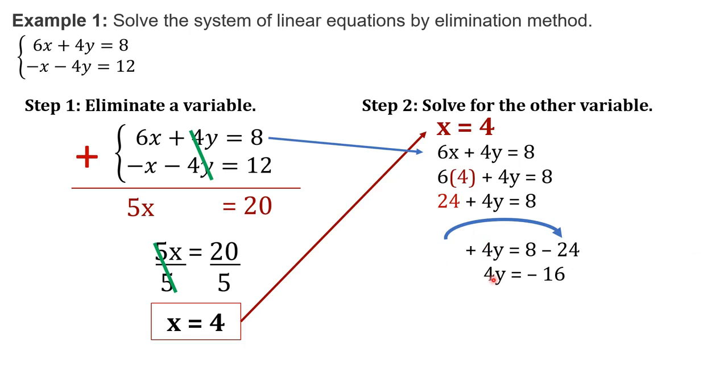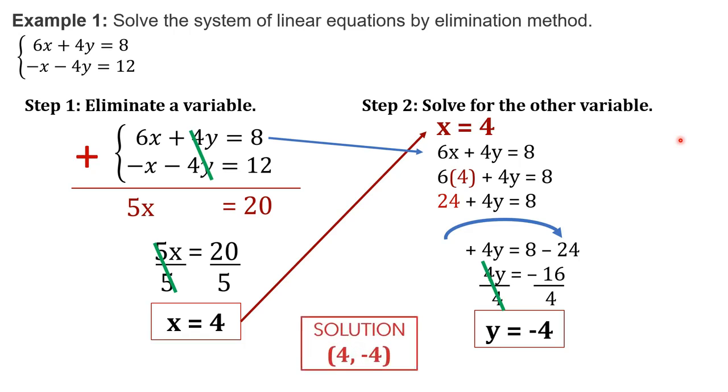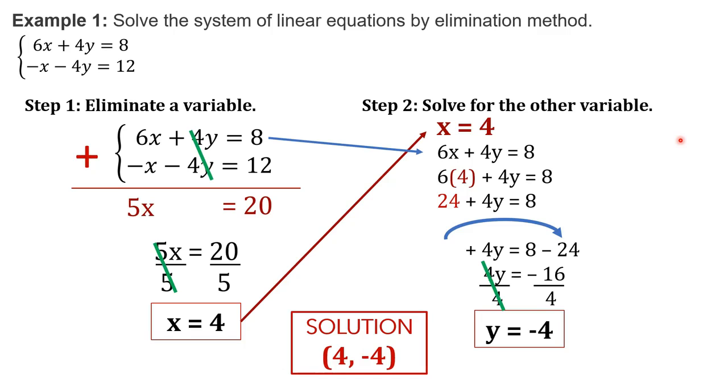Bring down 4y. After that, we have to leave y alone here. Therefore, we need to cancel this positive 4. To cancel, just divide both sides by positive 4. Cancel. Then negative 16 divided by 4 will give us negative 4. Therefore, the solution of this system of linear equations is 4 and negative 4. 4 for the value of x and negative 4 for the value of y.